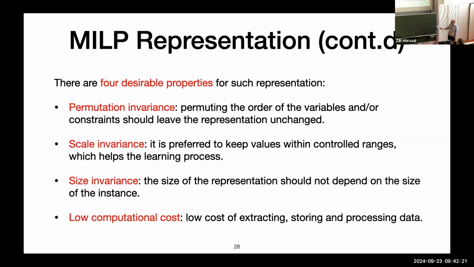of the problem. And these four properties are the permutation invariance. So permuting the order of the variables and the constraints should not have an effect on your learning. Scale invariance, so you want to play with the numbers in order to make sure that you're staying within a controlled range. You want a size invariance, so the size of the representation should not depend on the size of the instance, and you want a low computational cost, because it's not about classifying one single image and deciding if it's a cat or a dog, but you may want to use this learning within a branch and bound, which means, for example, for variable selection, every time that you are having to make this decision, which sometimes is millions of nodes. And so ideally, the situation requires to be fast.